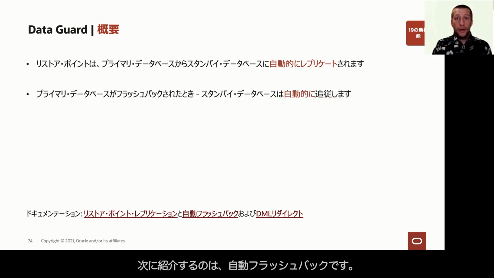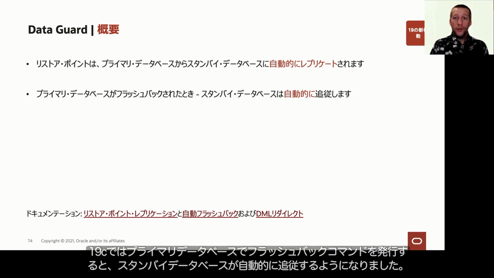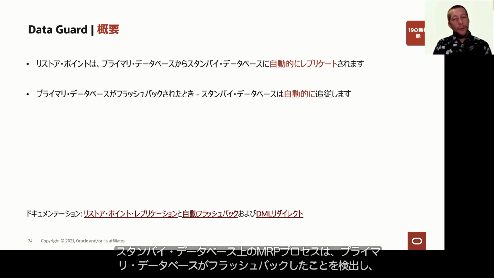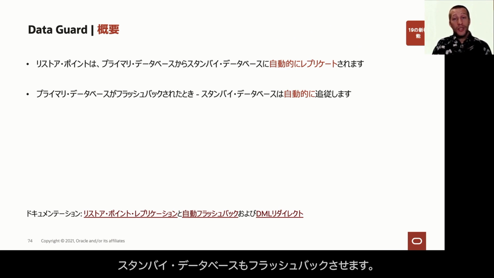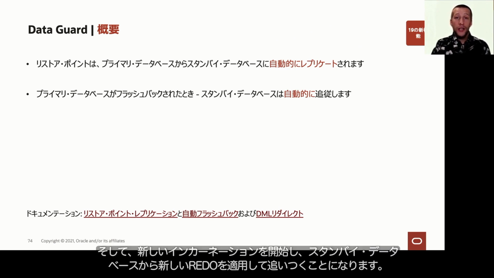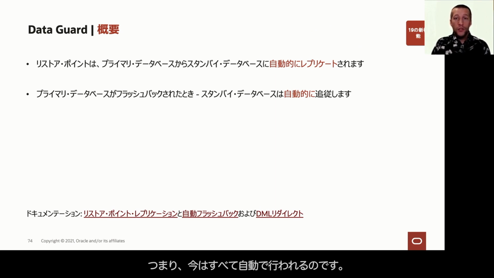The next thing that I would like to mention is automatic flashback. When you issue a flashback command on the primary database, now in 19c, the standby database automatically follows. The MRP process on the standby database detects that the primary database has flashed back, and it causes the standby database to flash back as well. It'll then start a new incarnation and apply the new redo from the primary database to keep up. So all this now happens automatically.